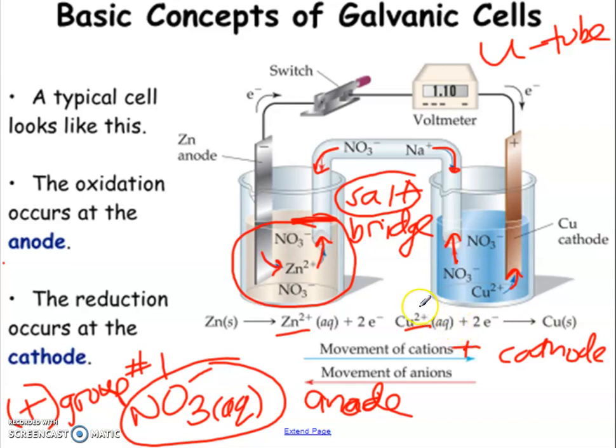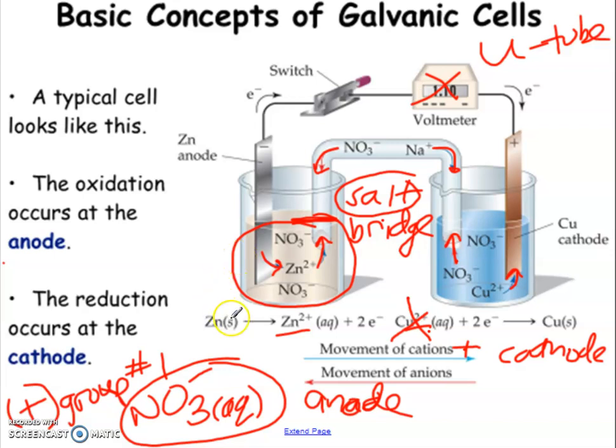Over here, we have ions that are becoming solid. So once these ions are depleted, that's when we're no longer going to have this half reaction occurring and the cell will essentially be dead. So meaning the electrons will no longer be flowing.